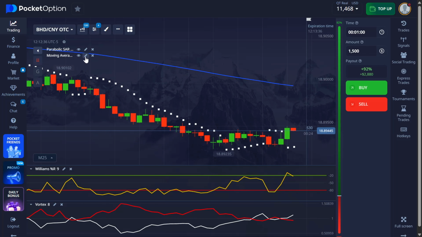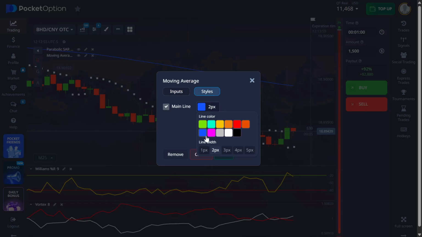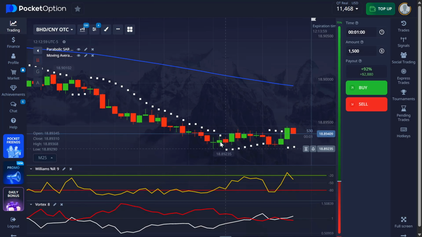Now let's move on to the moving average, which is 120 EMA, right? Not SSMA, not SMMA or WMA, EMA. Then for the style, it's blue, right? 2 pixel. Then it's save.